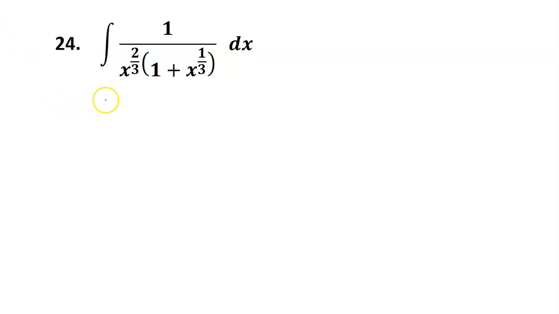Number 24 looks pretty strange. Let's just jump into the u-substitution and see what happens. I see this 1 plus x to the 1/3 power on the inside, so let's let u equal 1 plus x to the 1/3 power. In that case, u prime will equal 1/3 times x to the, I'm subtracting 3 over 3, so this will be negative 2/3 power.